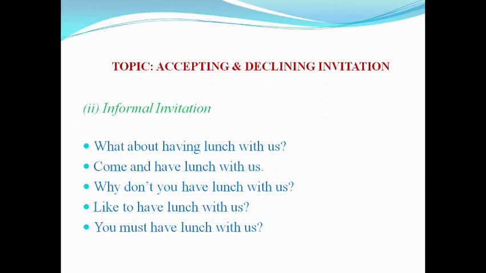Among the five expressions, in four of them, at the end of the expression there is an interrogative mark. So this is an informal interrogative sort of invitation. In the very first expression, what about having lunch with us? Your friend is asking you in an informal way, for example, what about having lunch with us in the evening, or tomorrow, or today?